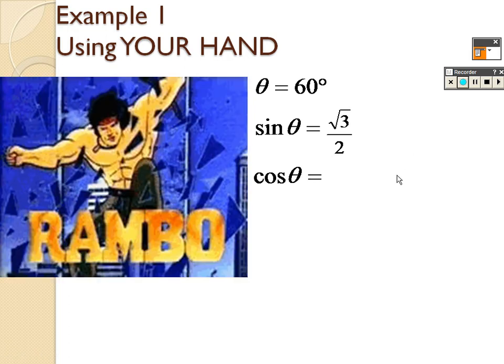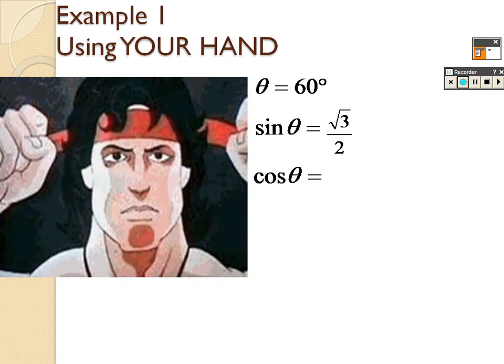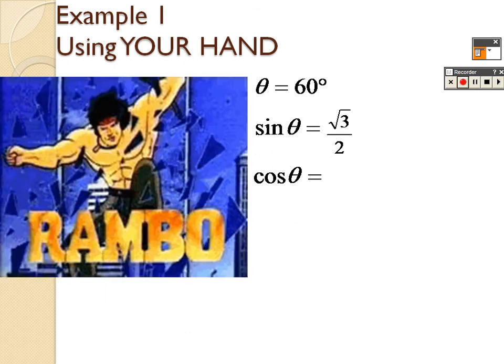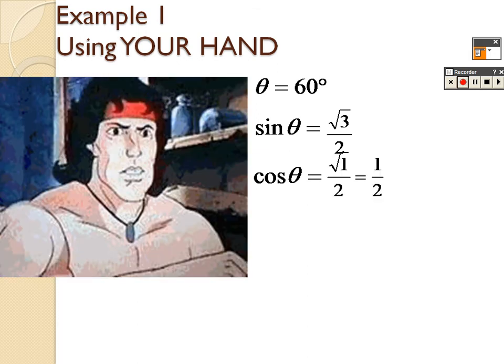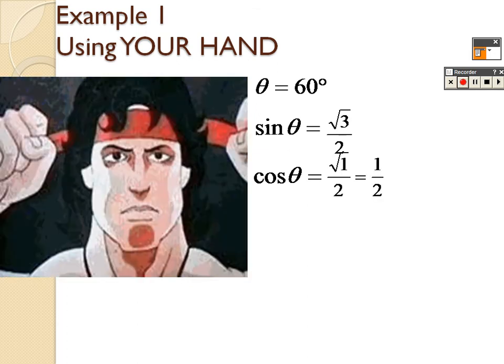To find cosine, keep that finger down. Cosine is the square root of everything to the right over 2. Well, how many fingers do you have to your right? 1. So it's the square root of 1 over 2, which is 1/2.